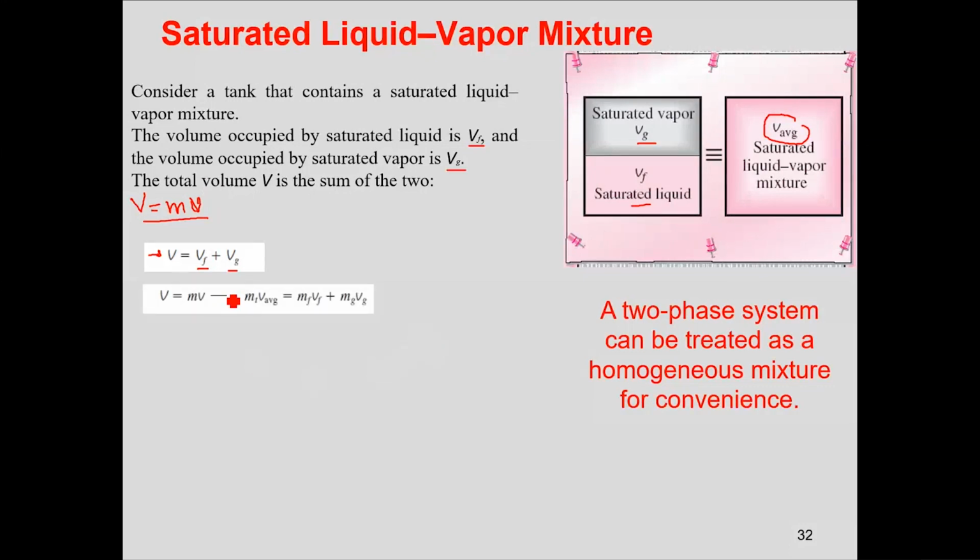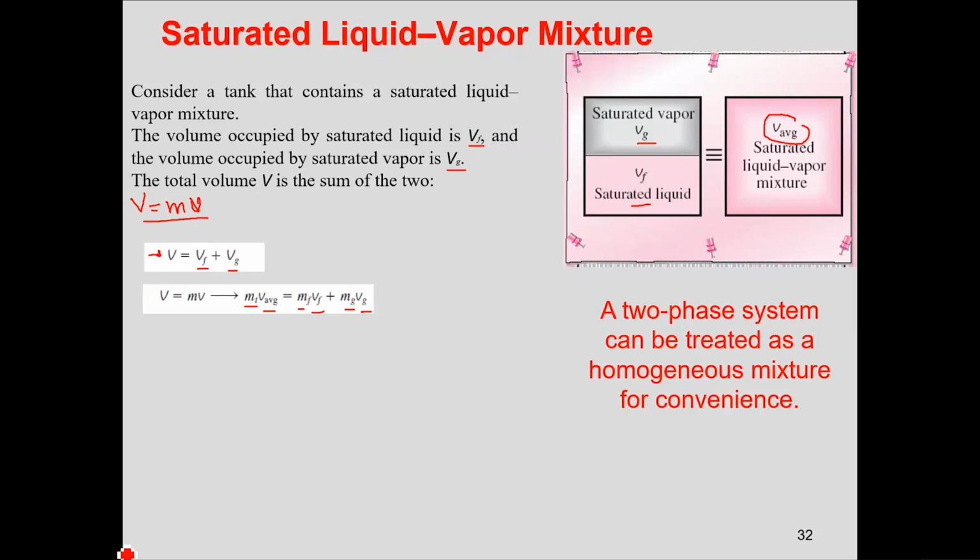So the total volume would become total mass mt multiplied by the average specific volume of the mixture. Similarly, the volume of saturated liquid would convert into mass of saturated liquid multiplied by the specific volume of saturated liquid, and volume of saturated vapor would convert into mass of vapor multiplied by the specific volume of the saturated vapor. So far, is it clear? Yes, sir. All right.